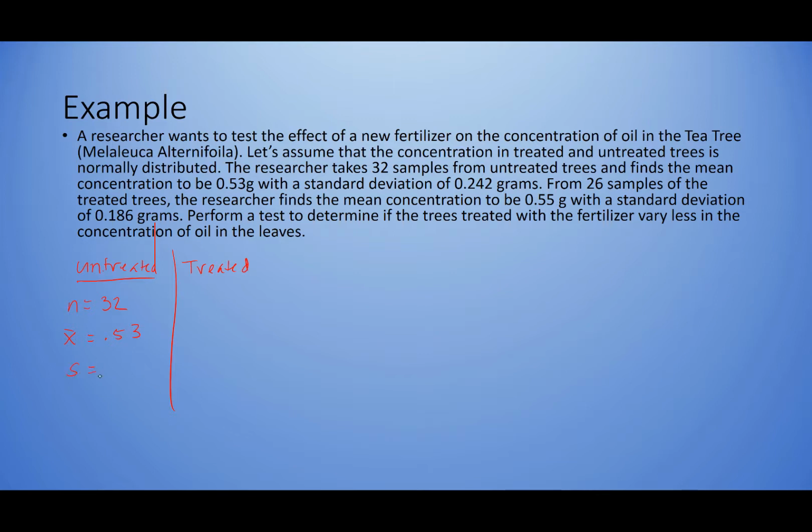And my sample standard deviation was 0.242. Now my treated group, my sample size was 26, my mean was 0.55, and my sample standard deviation was 0.186. I'm going to go ahead and compute my variances already.